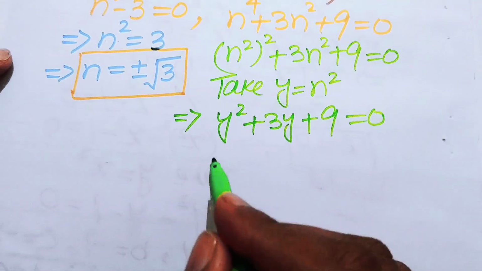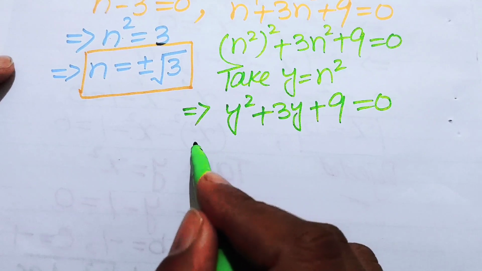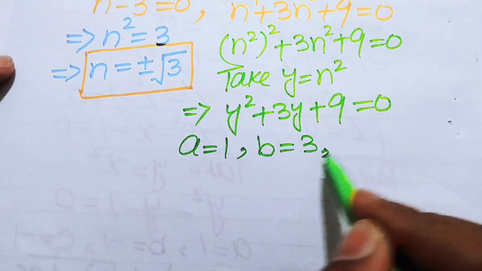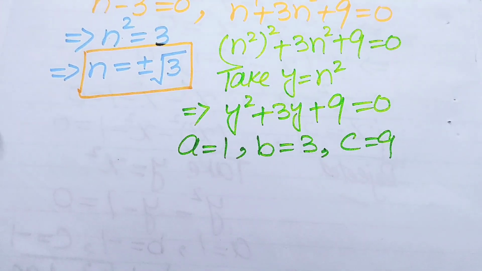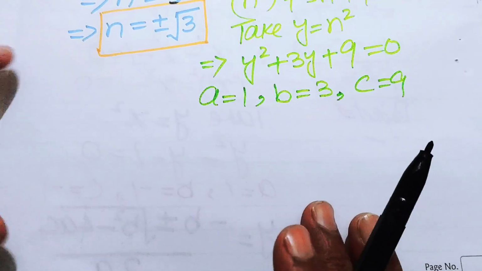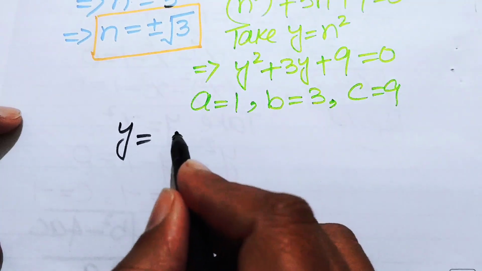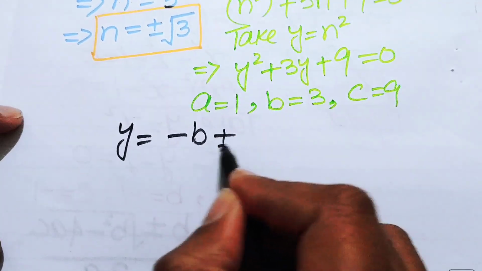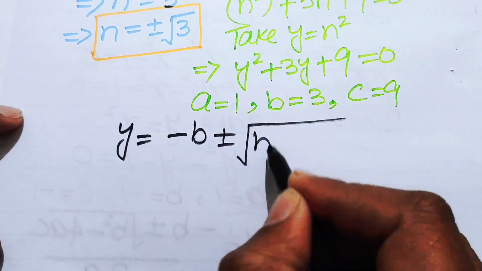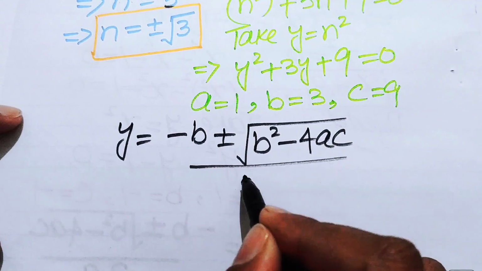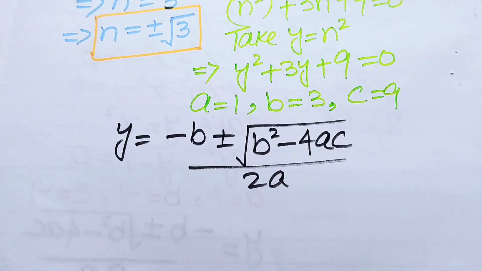So here we use the quadratic formula in order to find the other roots of the given equation. First we write the coefficients of this equation, and we have a equals 1, b equals 3 and c equals 9. These are the coefficients of the given equation. And now we write the quadratic formula and we substitute all these values here. So our quadratic formula looks like this: minus b plus minus square root of b square minus 4 times ac, divided by 2 times a.